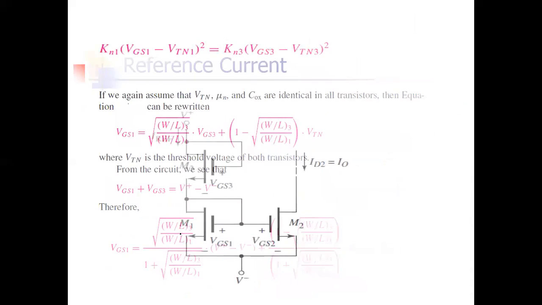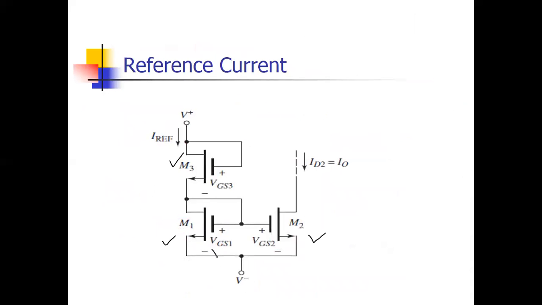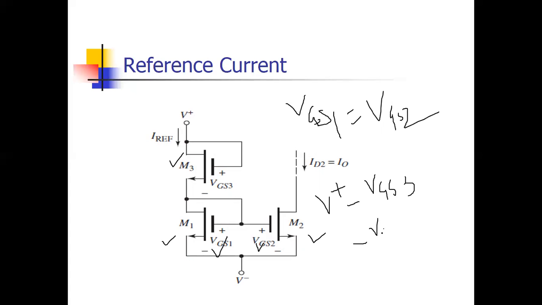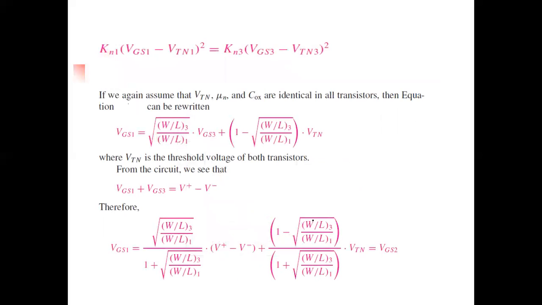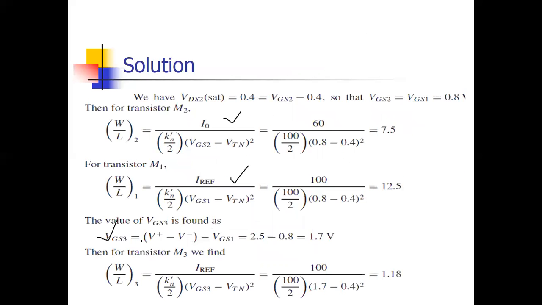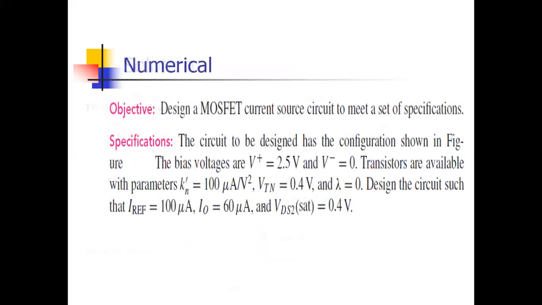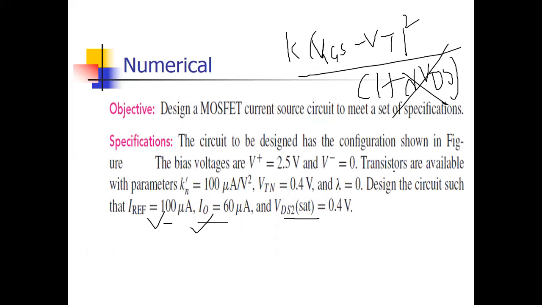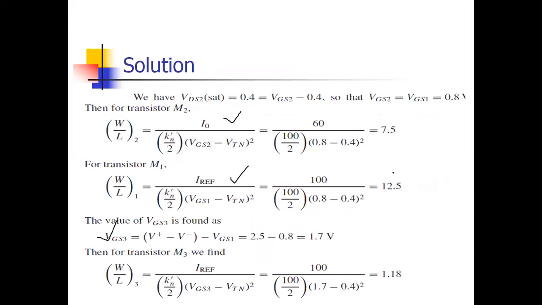Okay, again listen carefully. This is your circuit. These two VGS are equal: VGS1 equals VGS2. But for VGS3, we have to apply the KVL equation. What is the equation? V positive minus VGS3 minus VGS1 minus V negative equals 0. So for the third transistor, we have to calculate VGS3. But for first and second, the VGS is the same. That is given in the question. VGS is not given here.